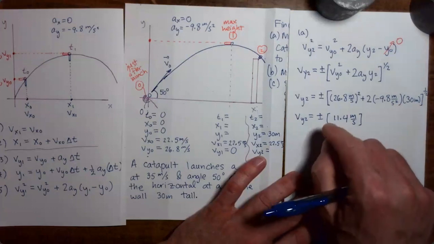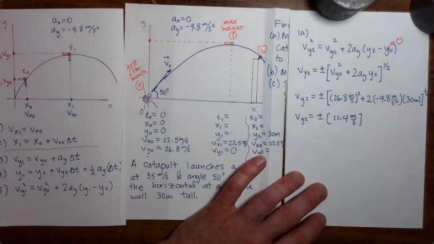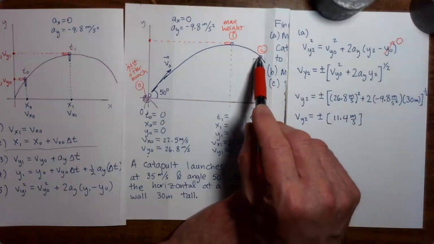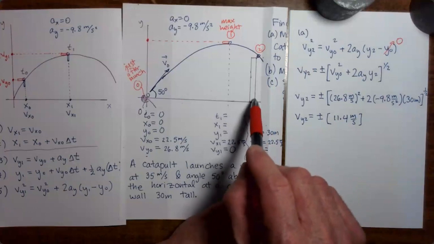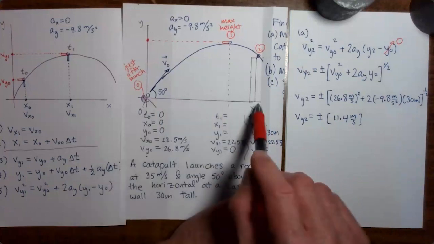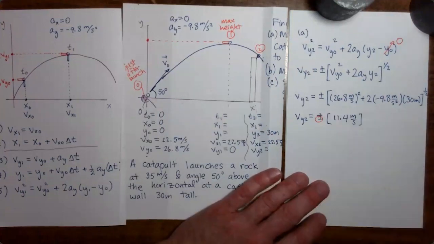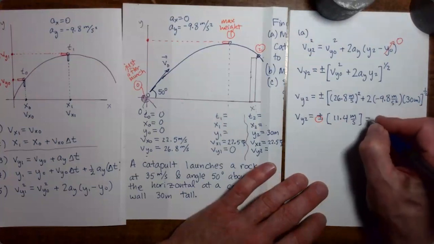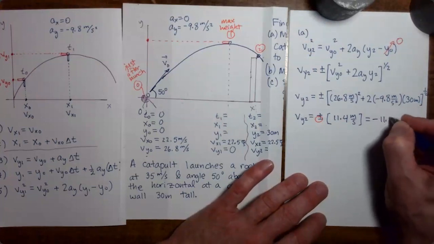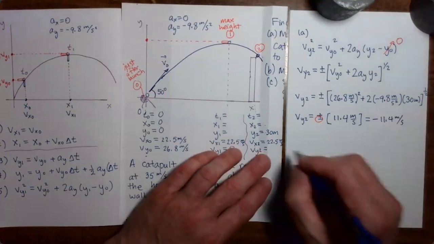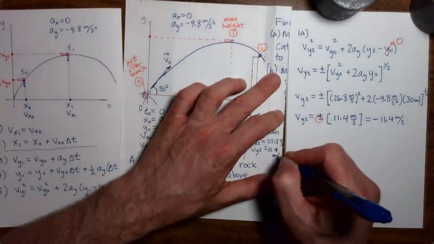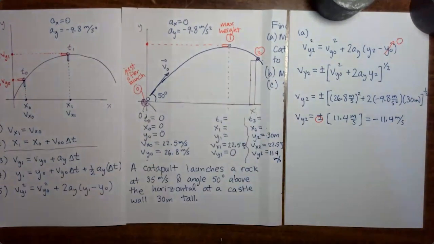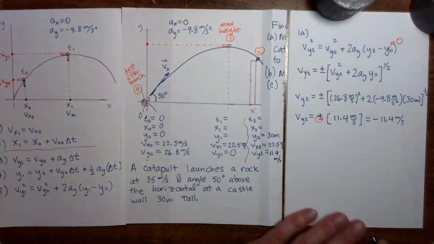Okay, now do we want the positive square root or the negative square root? Well, we want the rock to be going down as it goes over the castle wall, because that's what gives us the most distance between our catapult and the castle wall. So let's take that minus square root. So Vy2 is minus 11.4 meters per second. Let me squeeze that into the paper here. Okay, so that was the first step.